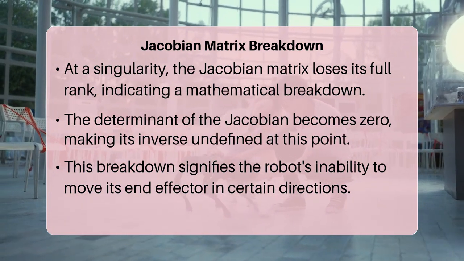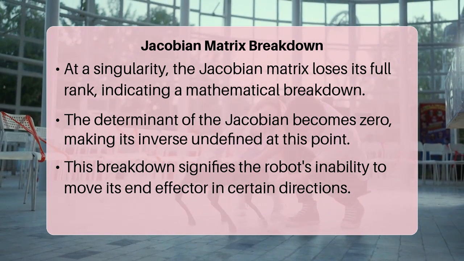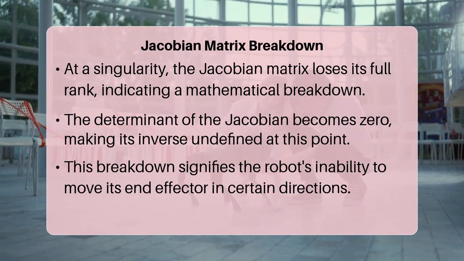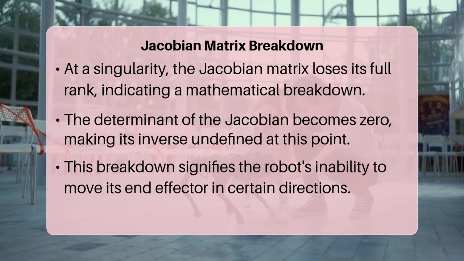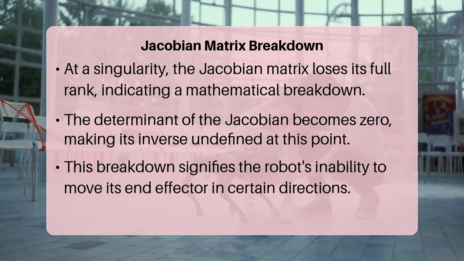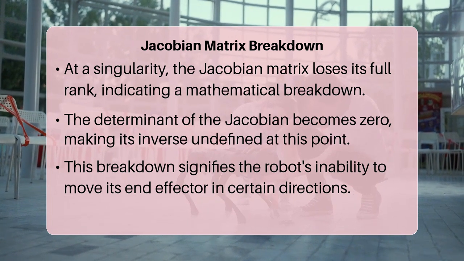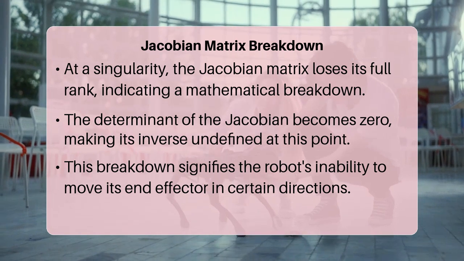At a singularity, the robot temporarily loses one or more degrees of freedom, meaning it cannot move its end effector in certain directions, regardless of how its joints move. The Jacobian's loss of full rank signifies that this mapping is no longer one-to-one, and it cannot be inverted to determine the necessary joint velocities for a desired end effector motion.